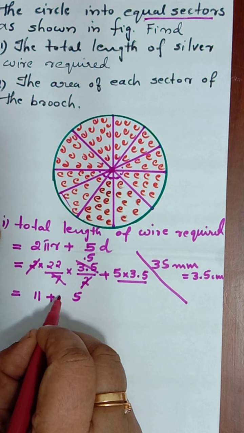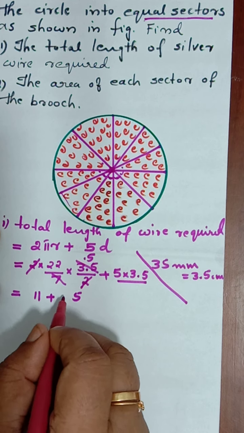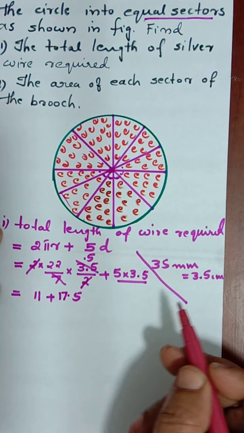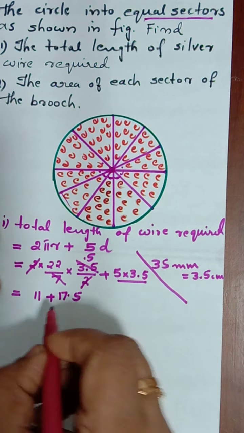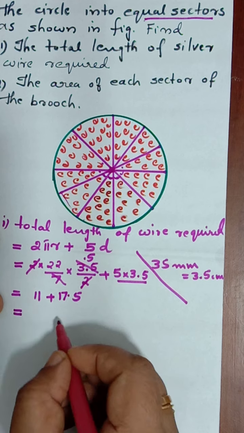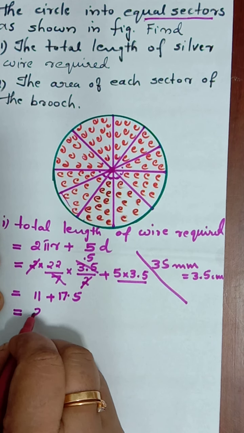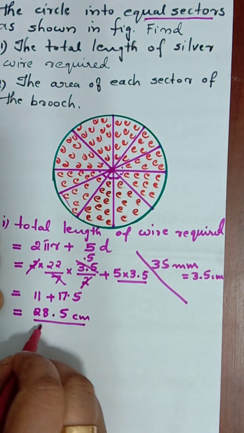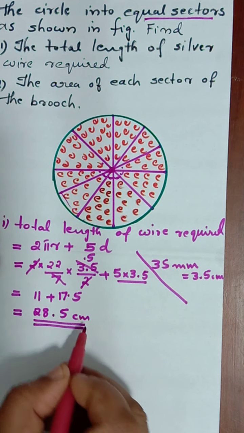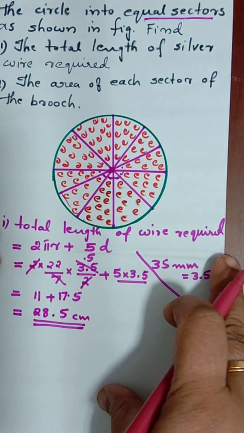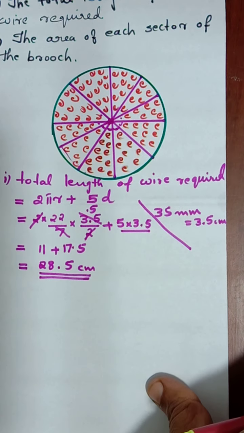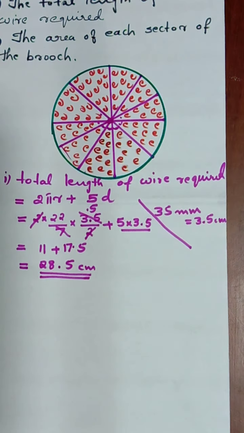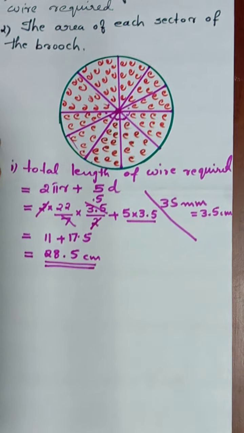It is 17.5 here we are getting. Okay, so 17.5 plus 11. So how much is it? It is 28.5 centimeter. Be careful, length of the wire comes in centimeter, area in cm square. Length of the wire in centimeter. Here it is millimeter, we have converted to centimeter.